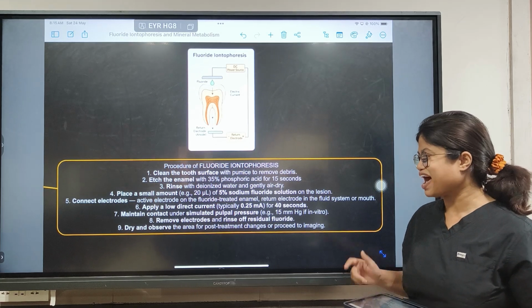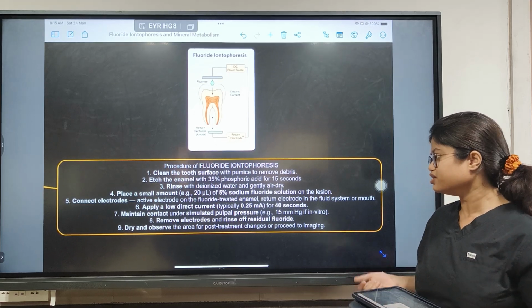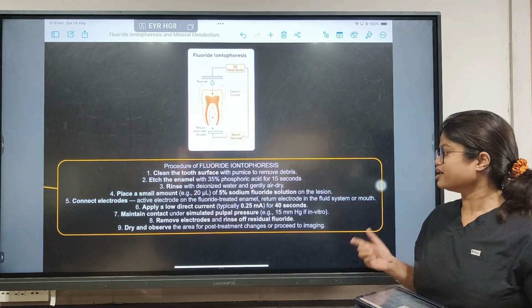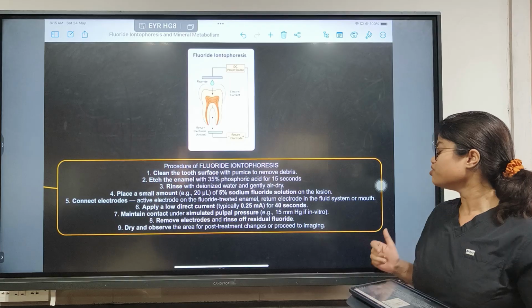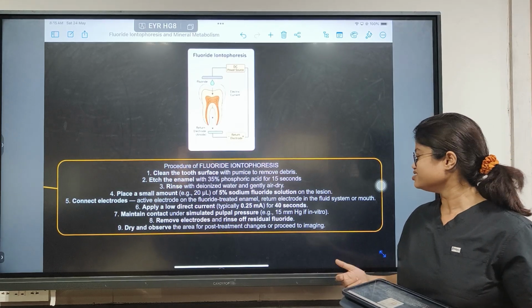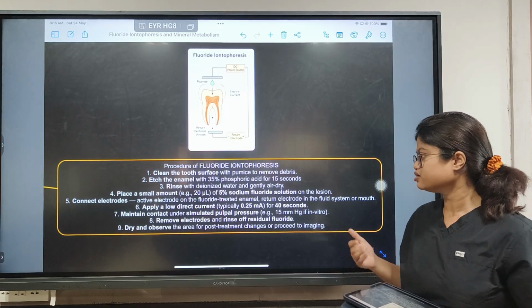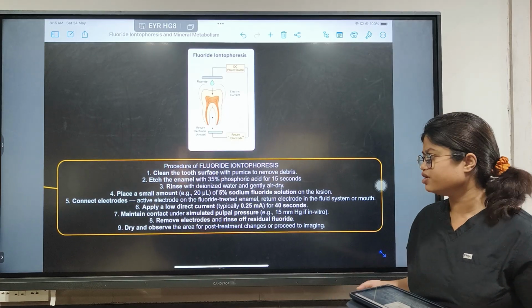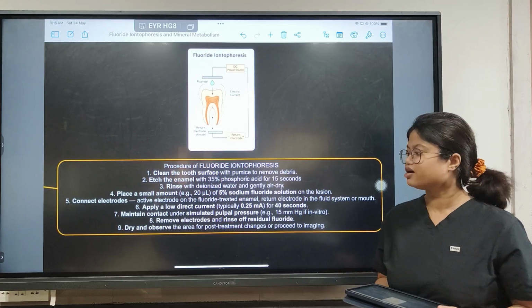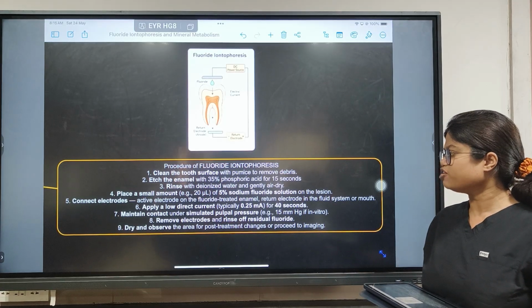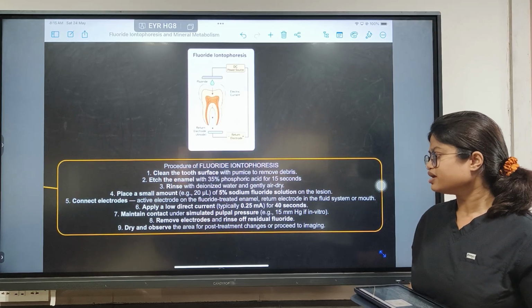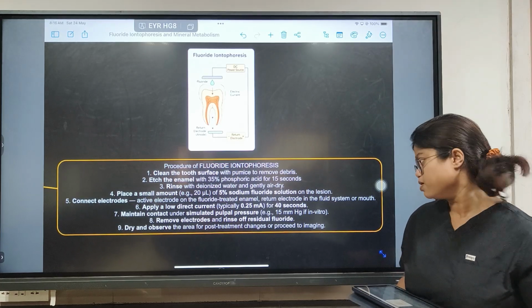connect the electrodes, the active electrode and the return electrode. The active electrode will be placed on the tooth that needs the treatment. The return electrode is placed on the fluid system or any other site outside the mouth, as I said, skin or any other, for drug delivery. Next, we apply a low direct current, usually 0.5 milliampere for 30 to 40 seconds, and also maintain contact under simulated pulpal pressure.